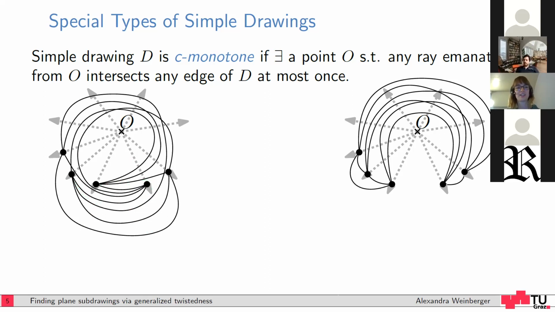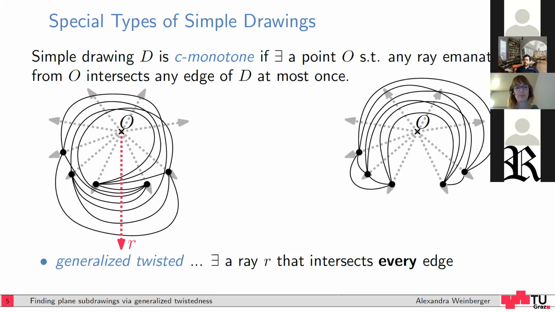Let's look again at the original examples. They were chosen because both of them are special. The left drawing is special because there we can add a ray that crosses every edge. And we call C-monotone drawings where we can add a ray crossing every edge generalized twisted drawings. This comes from the term twisted drawings, which is a known family of simple drawings, and generalized twisted drawings are a generalization of them. So that's where the name comes from.